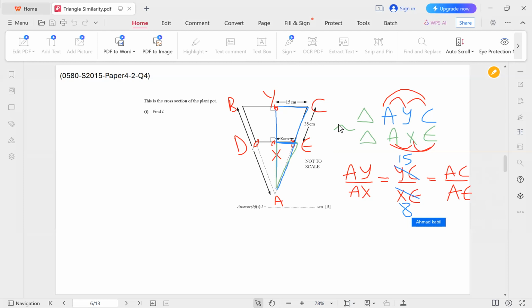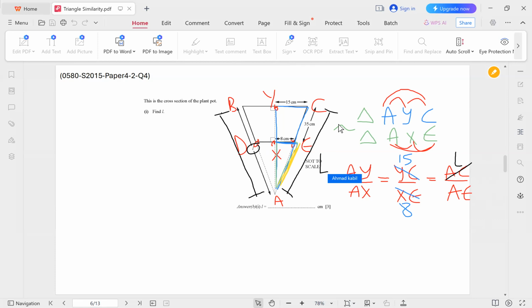Now, what about AC? So AC is this entire line here from A to C. And this is the same as from A to B. And therefore, AC is equal to the L that we are looking for. And finally, what about AE? AE is this yellow part here. And we said that the whole thing is equal to L.